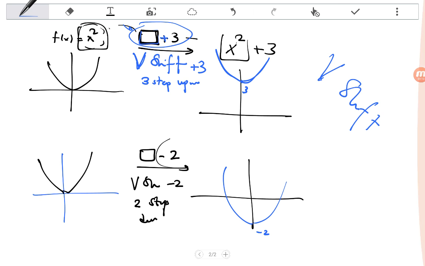Now we will start another transformation, which is called scaling. That was shifting, horizontal and vertical. Scaling also has two cases, horizontal scaling and vertical scaling. What is scaling? Scaling is either a compression or an expansion, vertically or horizontally. This is what is called scaling.